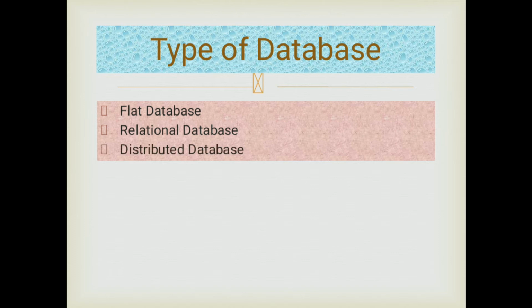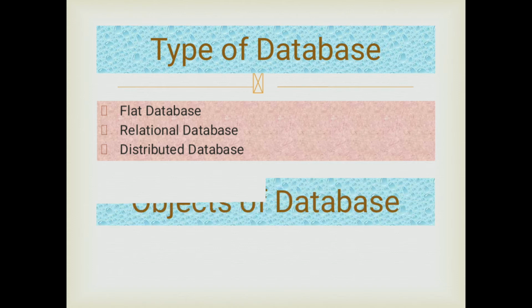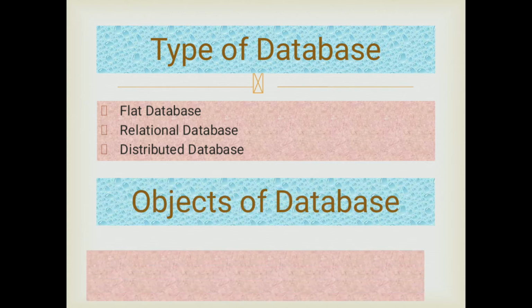And the last one is distributed database. This type of database is mainly used in a network environment where a centralized database is distributed at multiple locations on the network so that different users can access it without interfering with each other. Next heading is objects of database.